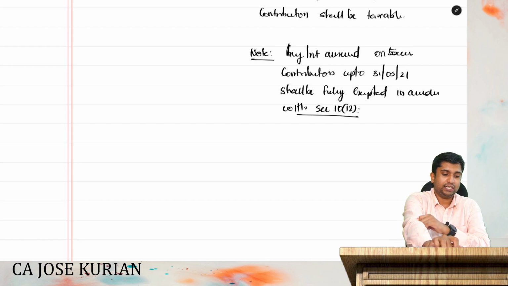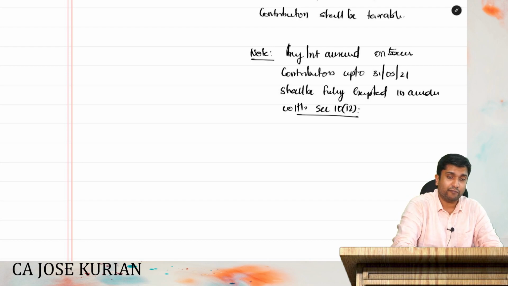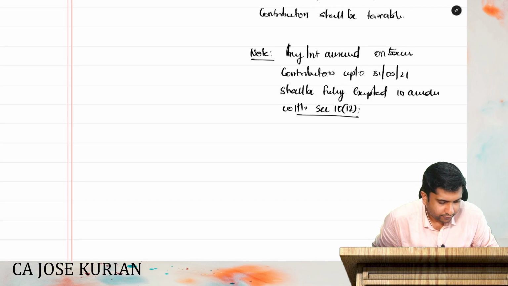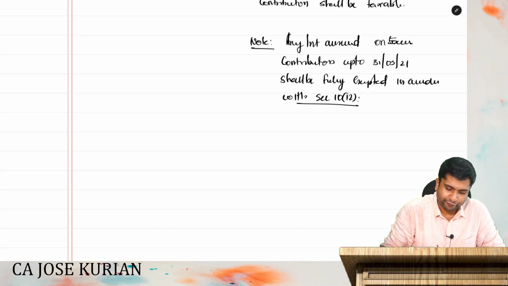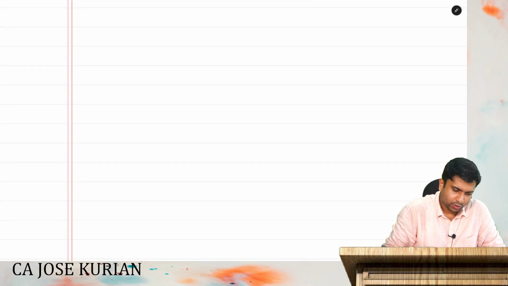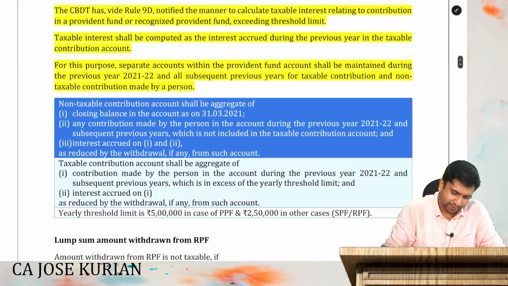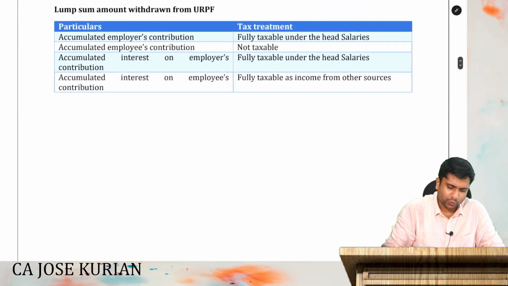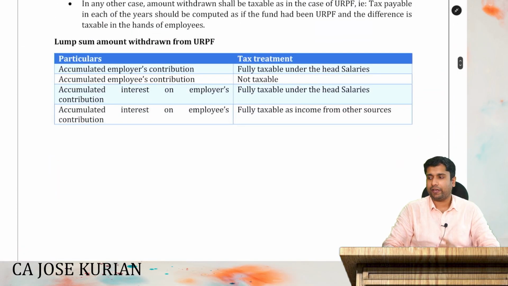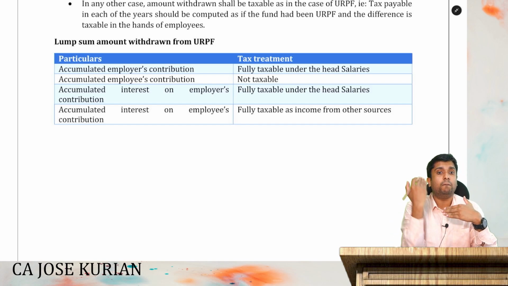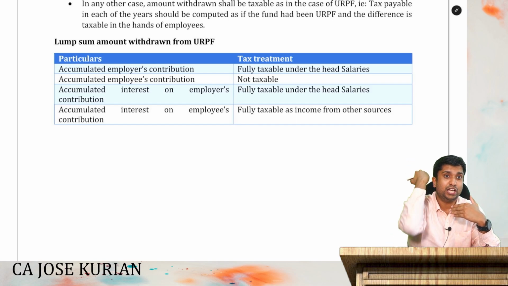Now, to the other main part, withdrawal from URPF. That's what we are about to discuss. So let's understand withdrawal from URPF, friends. Now, friends, you have to be extremely attentive here. So what was URPF? Unrecognized Provident Fund. When you are withdrawing some amount from URPF, how to compute taxes on that particular withdrawal?